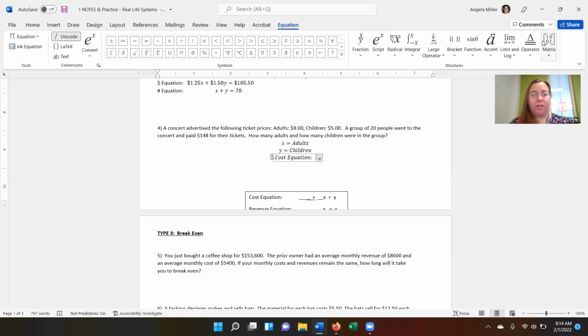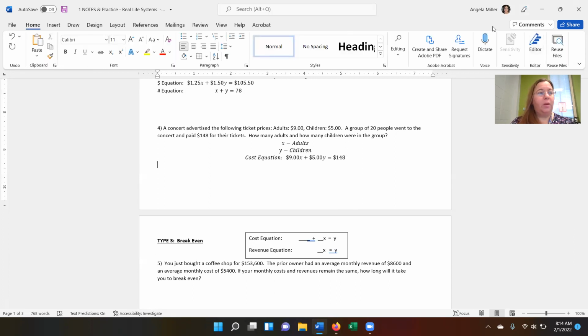And what does that cost equation look like? So we have X, which is adults, and how much is the adults? So $9X, right? Plus however many children's tickets. So that's $5Y equals the total amount that they spent, for a total of $148.